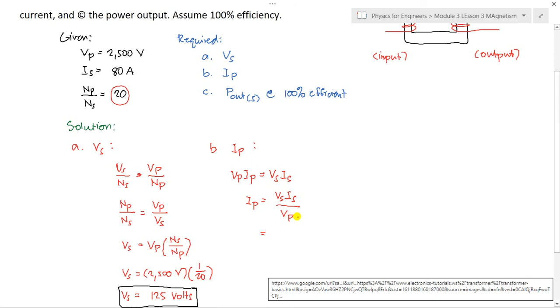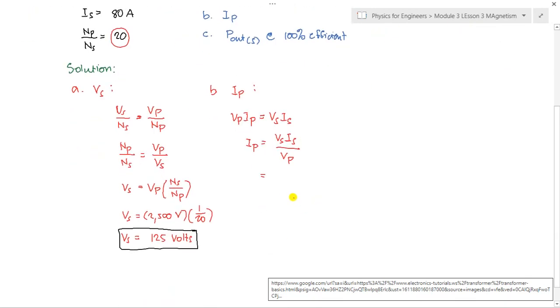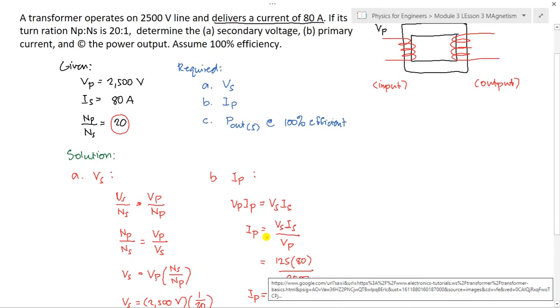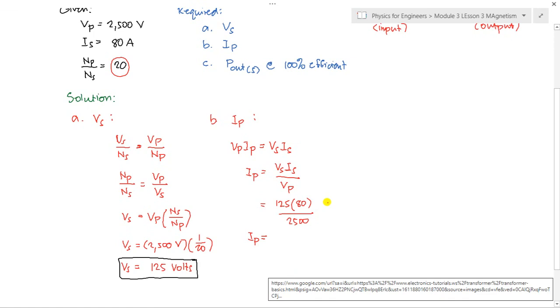So, plugging in the values, the voltage at the secondary, nakuha na nato, 125, multiplied by IS, 80 amperes, divided by VP, 2,500 volts. So our current at the primary is 125 multiplied by 80 divided by 2,500. So the answer here is, mugamay siya. Gamay kayo ang imuhang primary. 4 amperes.